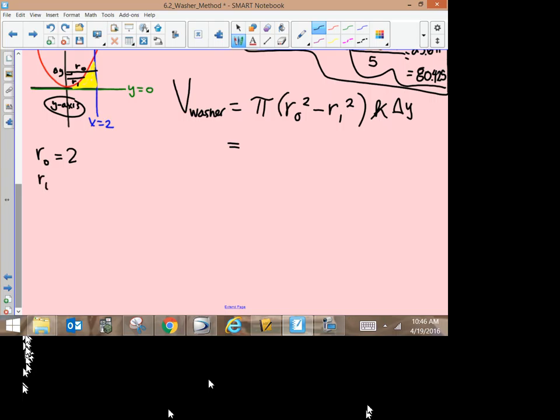Now our R in. Remember we have to be in terms of y, so let's take care of that right away. y equals 2x squared. How do we solve that for x in terms of y? What do we want to do first, Laura?